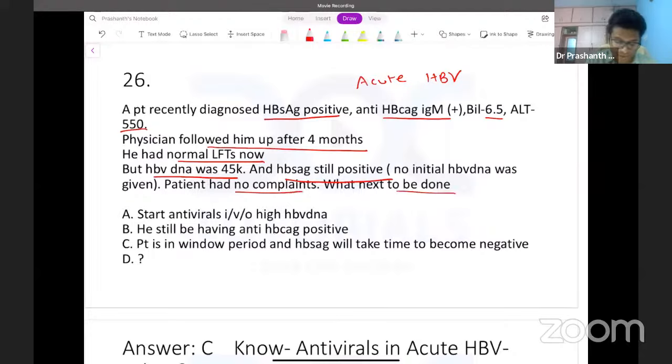The options: start antivirals in view of high HBV DNA. He still has anti-HBc positive. Third, he's in window period and HBsAg will take time to become negative. This is probably true because it takes some more time. At the 4th month, just because HBsAg is still positive and DNA is high doesn't mean that it's not clearing. LFT becoming normal itself means that the patient is getting better. It might take some more time.